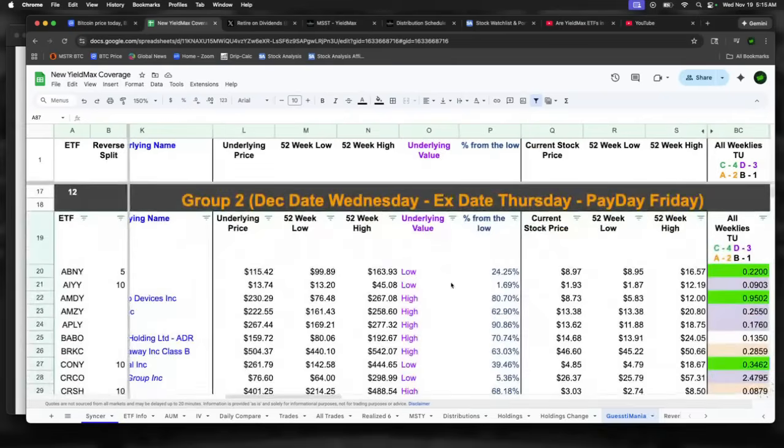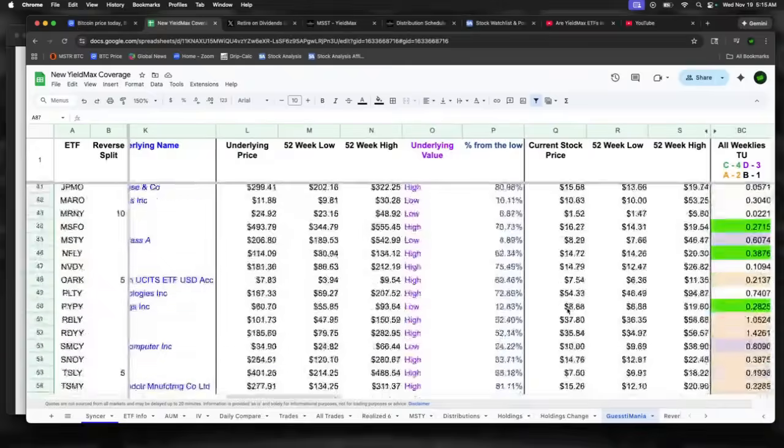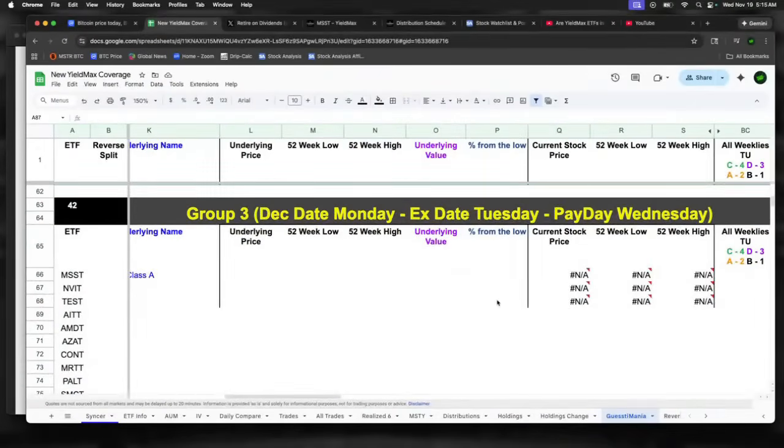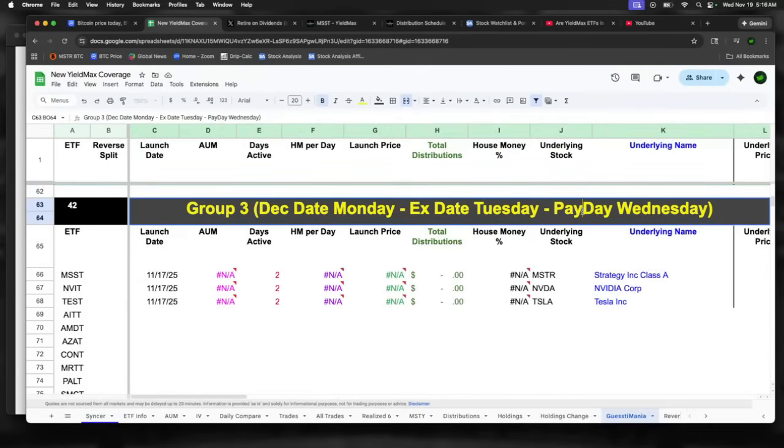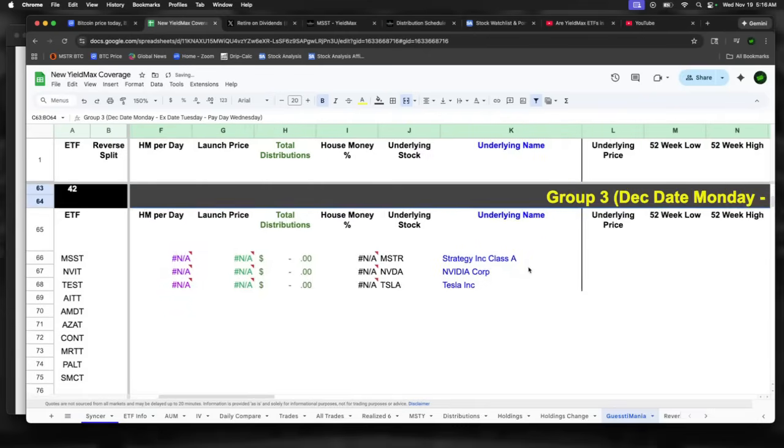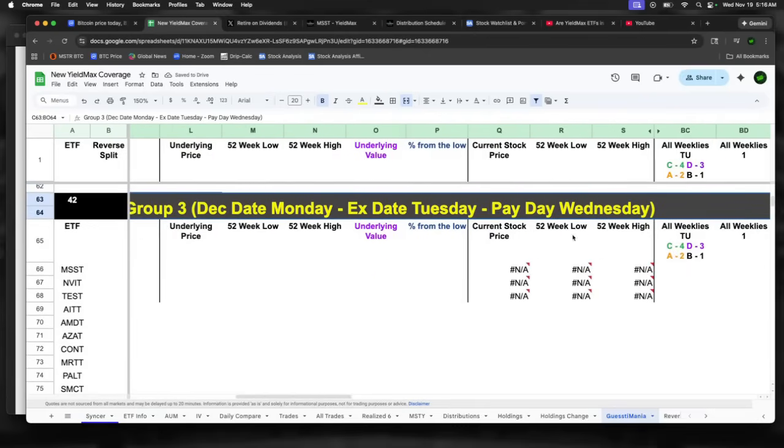Group 2, deck date Wednesday, X date Thursday, payday Friday. I'm calling this group 3. They haven't called it group 3, but I'm doing it. All right. Whatever I say goes. That's the rules. Deck date Monday, X date Tuesday, payday Wednesday. All right. Payday. What? Everything is 2 words except payday. Why is that? Let me fix that. There you go. So now you can get paid Wednesday.